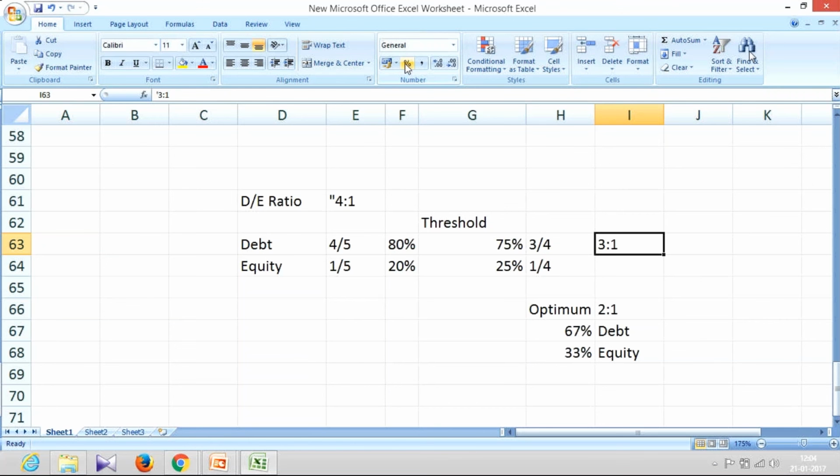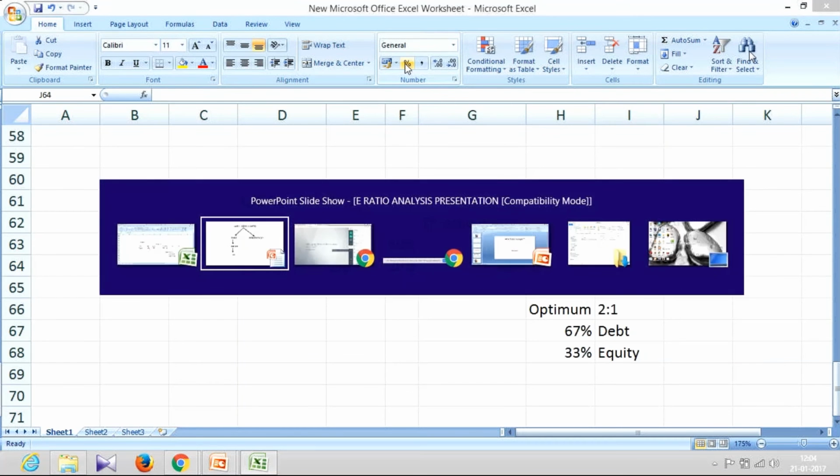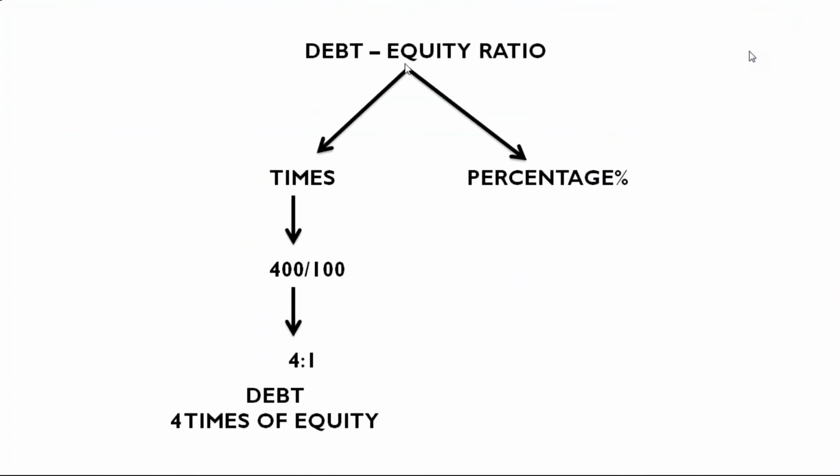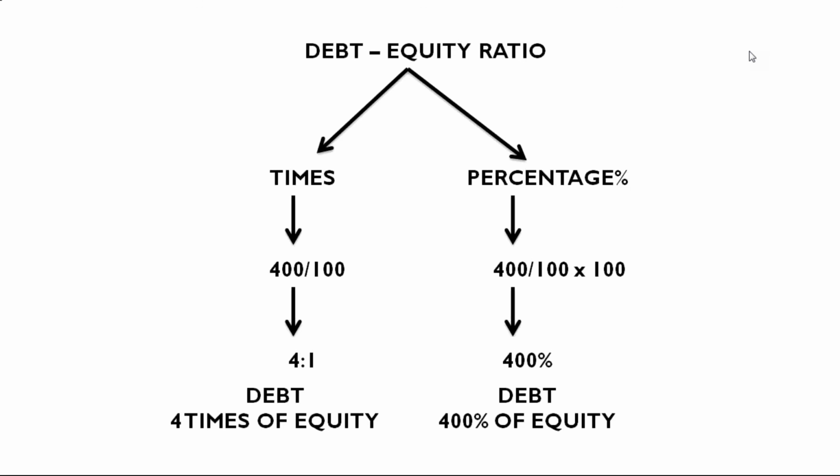But I also understand there are some private banks who are a little aggressive. They even go up to 4 is to 1. It means you can have 80% debt and 20% equity. So that's about the debt equity ratio. The other way of expressing this is as a percentage, where you can say that your debt is 400, your equity is 100, so the debt equity is 400%. The debt is 400% of equity. Fine.